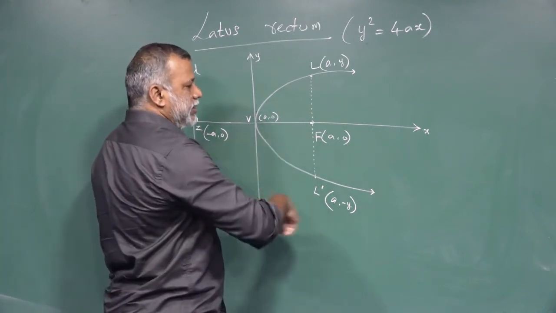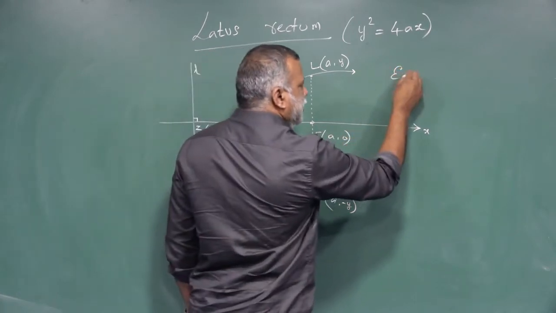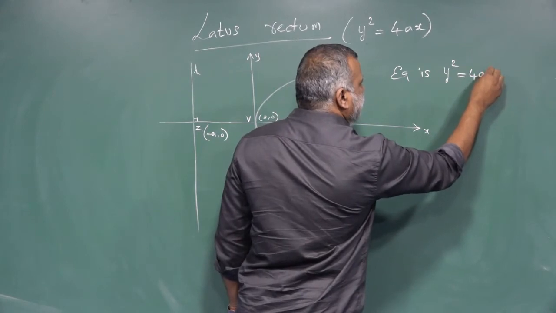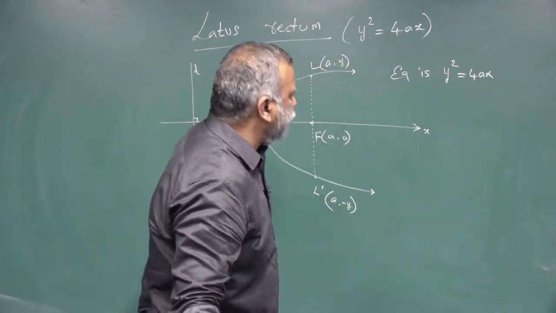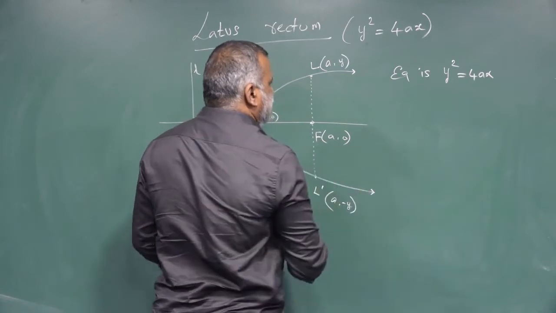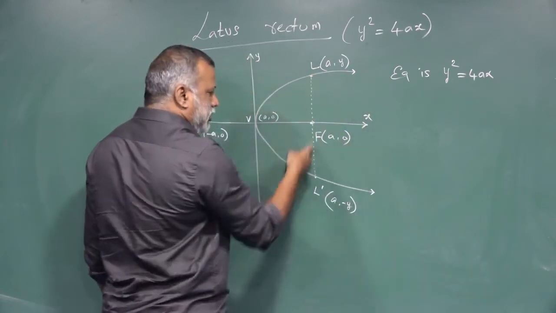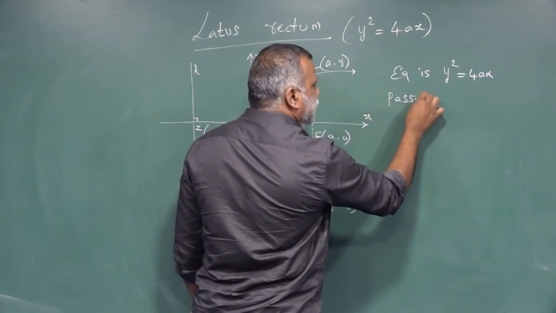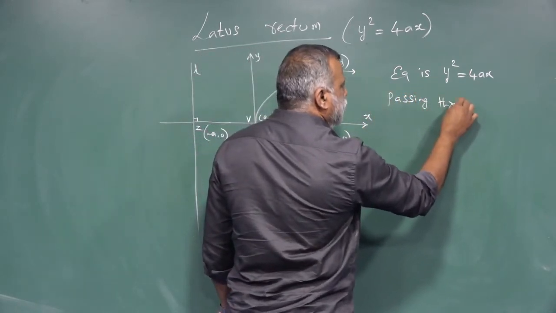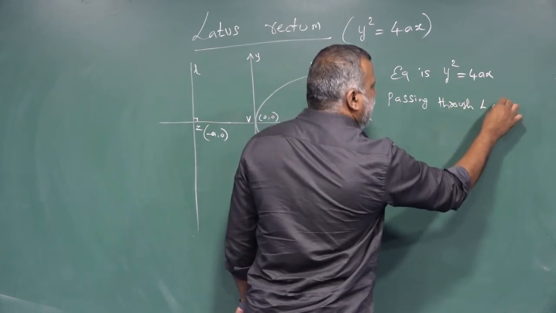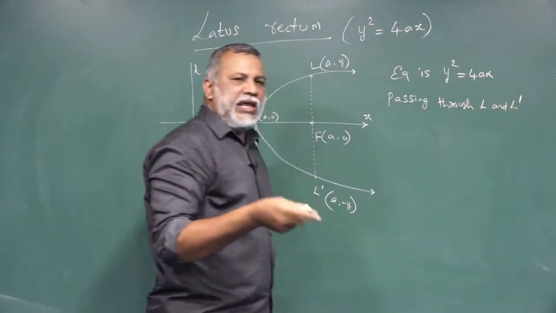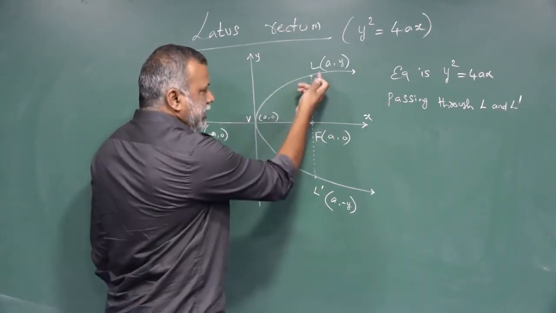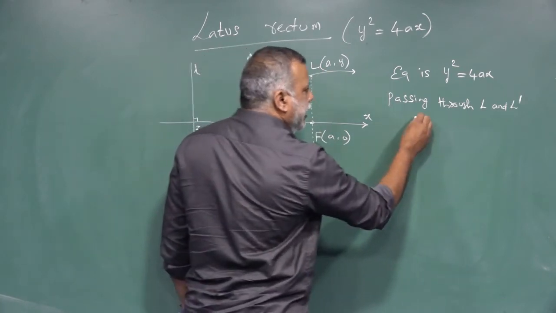Now listen, what is the equation of this parabola? The equation we already selected is y squared equal to 4ax. This parabola y squared equal to 4ax passes through the points L and L dash. If any equation passes through a particular point, we can substitute. See here, x equal to a, and here also x equal to a.